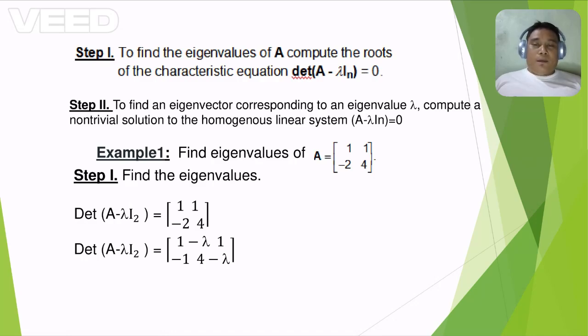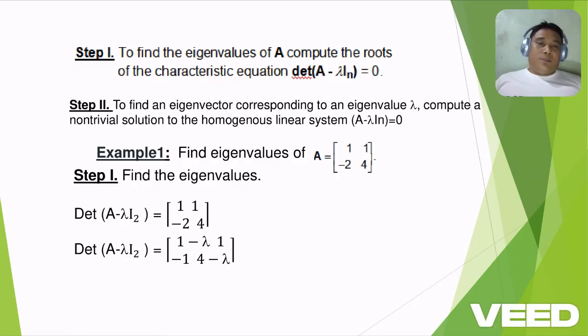Step 1. To find the eigenvalues of A, compute the roots of the characteristic equation, determinant of A minus lambda I sub n equals 0. Step 2. To find an eigenvector corresponding to an eigenvalue lambda, compute a non-trivial solution to the homogeneous linear system (A minus lambda I sub n) x equals 0. Let's take the example. Find the eigenvalues of A equals [1, 1; negative 2, 4].